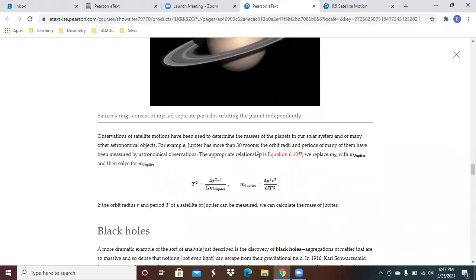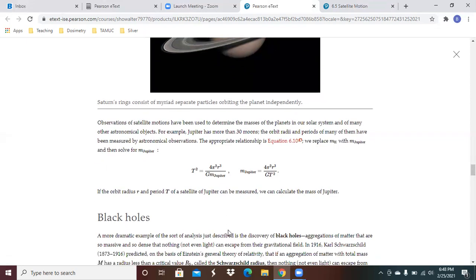Observations of satellite motions can be used to determine the masses of the planets in our solar system and of many other astronomical objects. For example, Jupiter has more than 30 moons. The orbital radii and periods of many of those have been measured by astronomical observations. The appropriate relationship is 6.10, where we replace ME with M of Jupiter and then solve for the mass of Jupiter. So we take all this information, put it in, and solve for the mass of Jupiter.